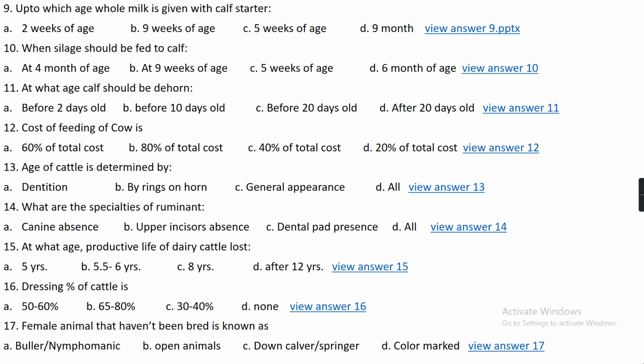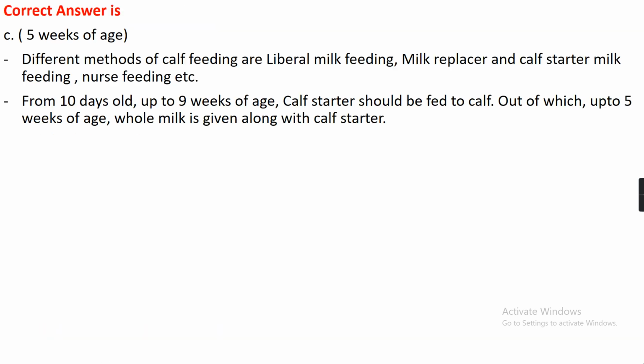Question number 9. Up to which age is whole milk given with calf starter? Option A, 2 weeks of age. Option B, 9 weeks of age. Option C, 5 weeks of age. Or option D, 9 months. The right answer is 5 weeks of age.